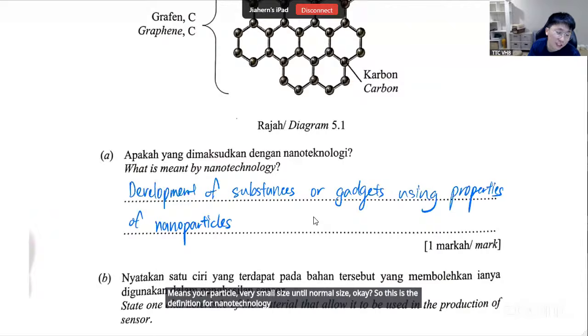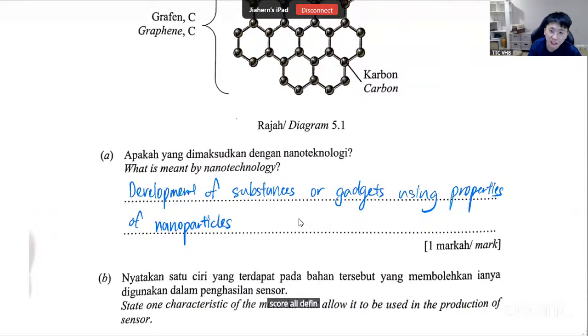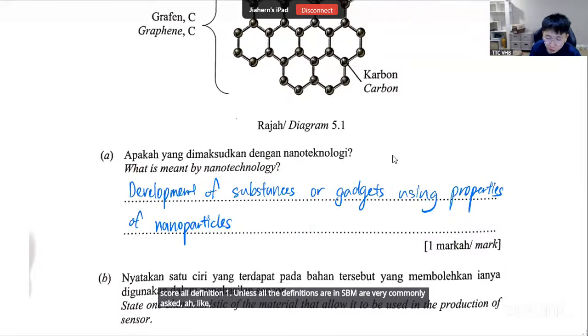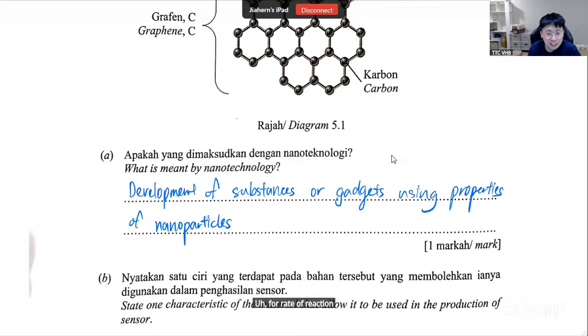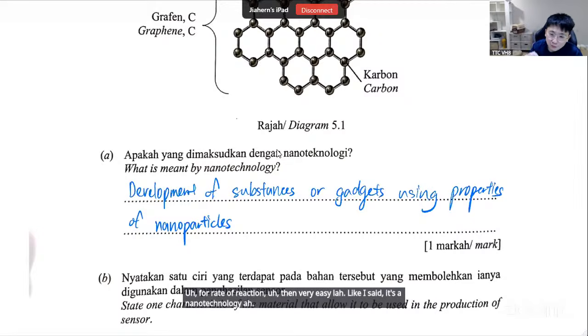If you cannot remember, it's fine. Okay, guys, you cannot score all definition one. Unless all the definitions asked in SPM are very commonly asked, like definition for nucleon number, definition for proton number, definition for rate of reaction. Then very easy lah. But like this one, nanotechnology, very rare people will actually go and memorize this.